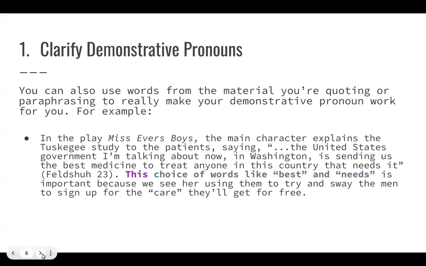You can also use words from the material you're quoting or paraphrasing to really make your demonstrative pronoun work for you. For example, in the play Miss Evers' Boys, the main character explains the Tuskegee study to the patients, saying, quote, "The United States government I'm talking about now in Washington is sending us the best medicine to treat anyone in this country that needs it." Her choice of words, this choice of words, like best and needs, is important because we see her using them to try and sway the men to sign up for the care they'll get for free.